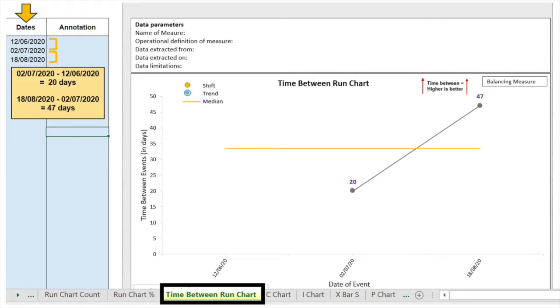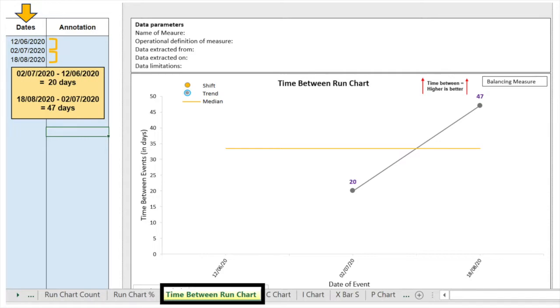On the QI toolkit, find the tab named Time Between Run Chart. Within SPC charts, a time between chart is referred to as a T-chart. On the toolkit, we have built our time between chart as a run chart. Therefore, we do not have limits on our chart, and the center line is the median. We only have one column to input data.